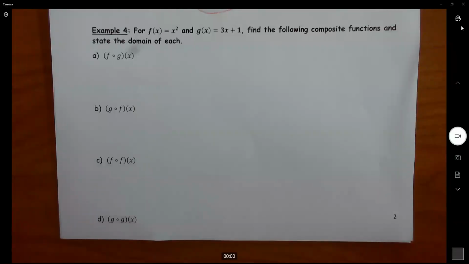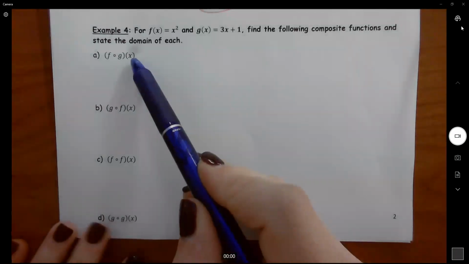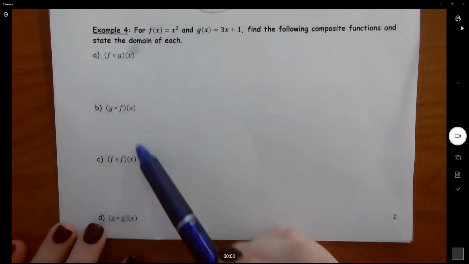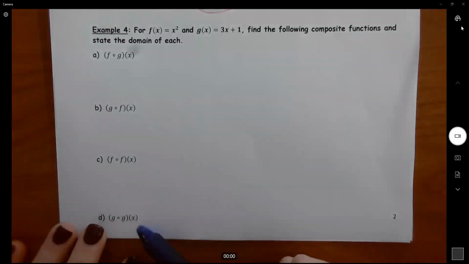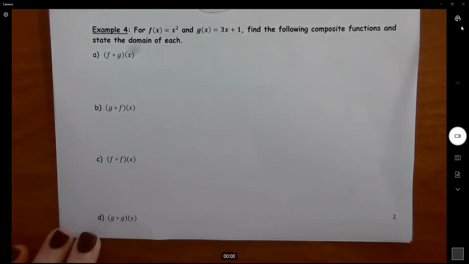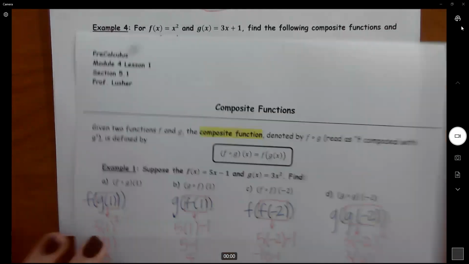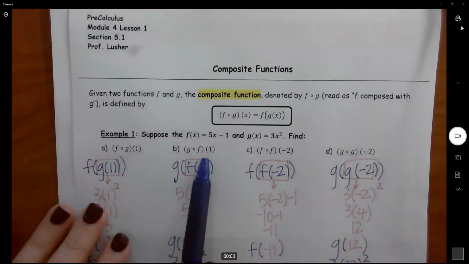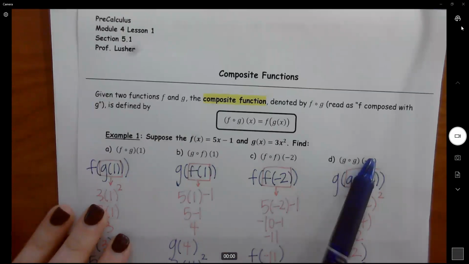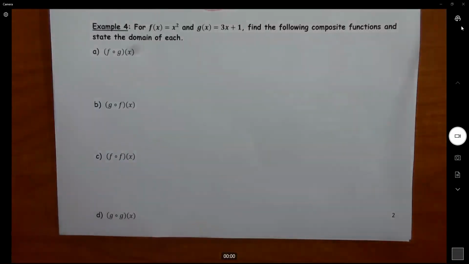All right, let's find the composite when I don't have a value to plug in. Notice here, I just have x. Before, we had some value to plug in for x. Now I just need to come up with these composite functions, and then we can plug in any number we want.